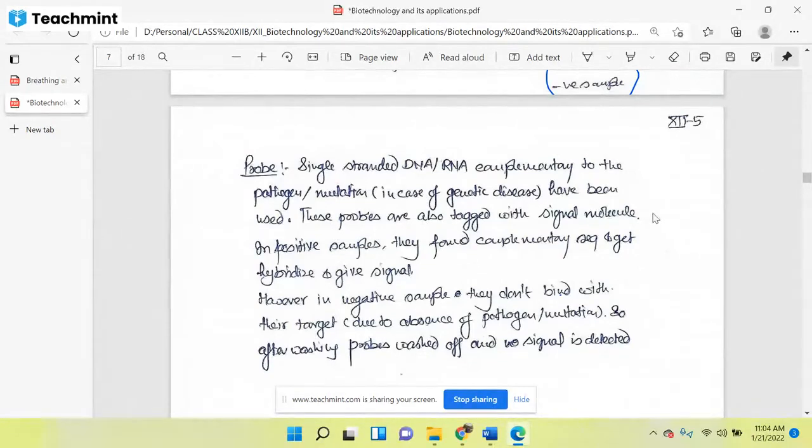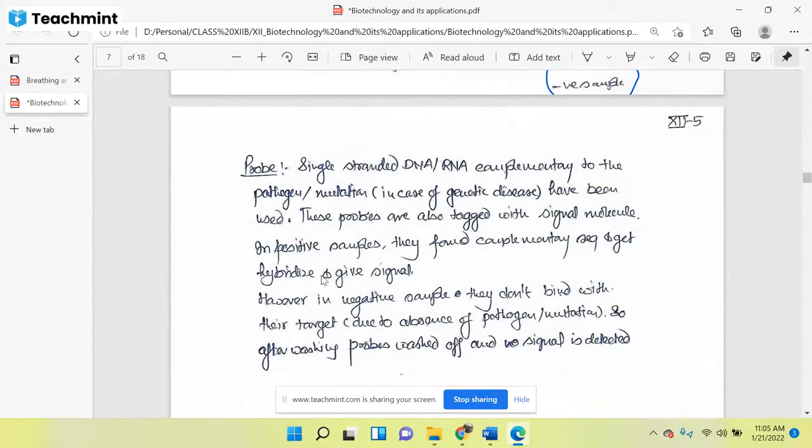How will we detect that the probe has got its complementary sequence? Based on the signal molecule. We will attach the signal molecule on the probe, using which we can detect whether that probe is there with our tissue or washed off. In positive samples, they form a complementary sequence and get hybridized. Hybridized means binding of both the sequences. And they give signal.